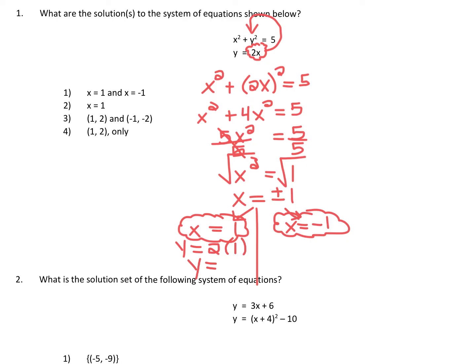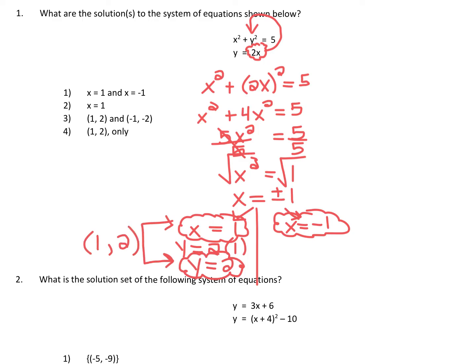So y equals 2. This right here, I'm going to write this as a coordinate. I'm going to take this x value and this y value and group them together. Remember, when we write a coordinate, we write x comma y. So I'm going to put x comma y, 1 comma 2. This is one of my solutions.